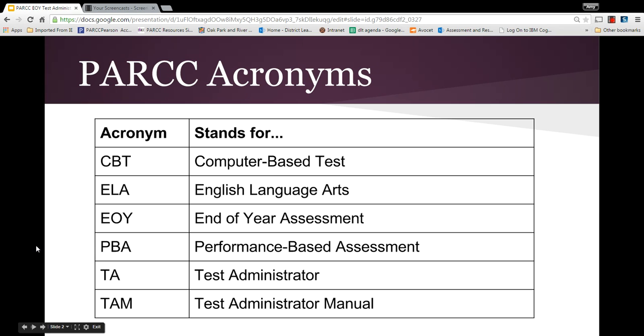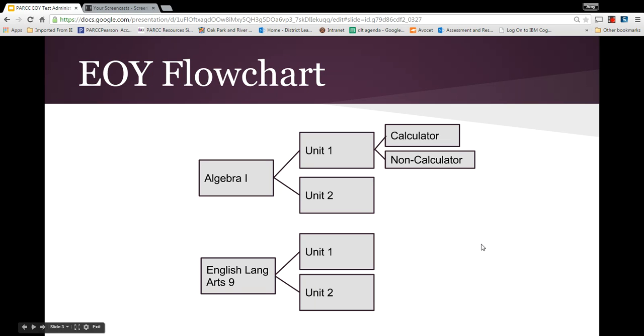So PARCC has a lot of acronyms for your life. You will be administering the EOY end of year assessment. Some of you are administering the EOY in ELA, English Language Arts. Just a few things that will get used during the training that I want you to be comfortable and know what they mean. The end of year test is given this year to our students in Algebra 211, the first year of algebra, and all of our freshmen in English courses. This training pertains to Unit 2 of each of the assessments because that's what you're going to be administering.